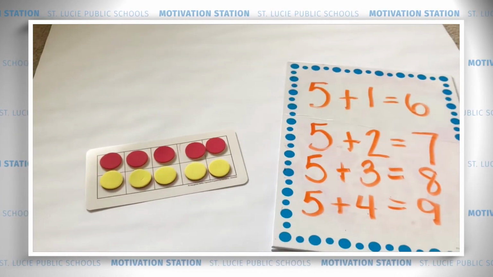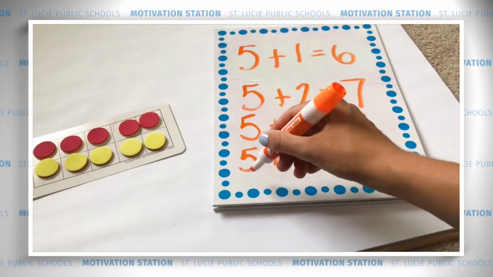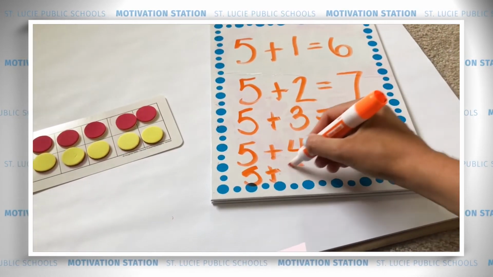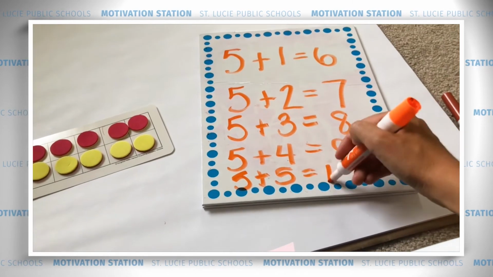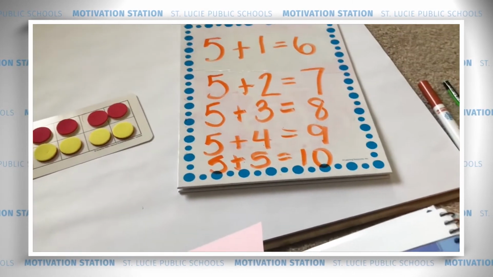Wow, look, my 10 frame is full. I have 5 on top and 5 on bottom. I don't have to count because I know that when my 10 frame is full, I have 10. 5 plus 5 equals 10.